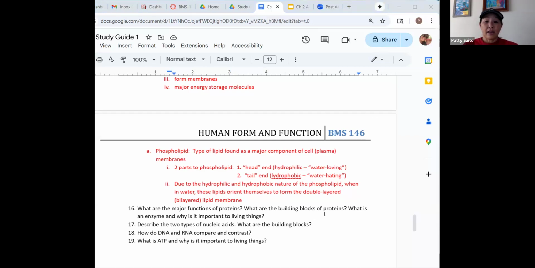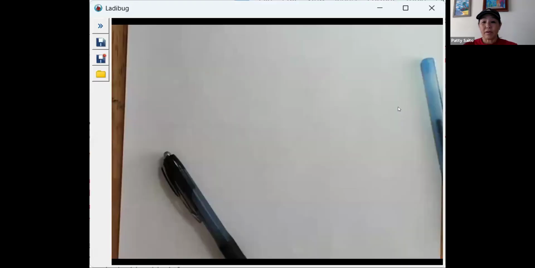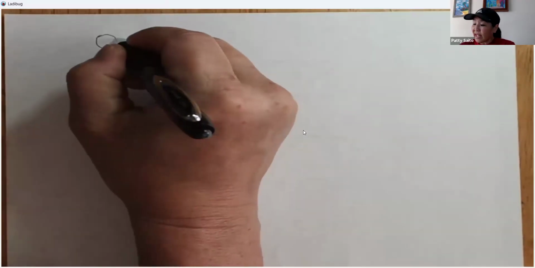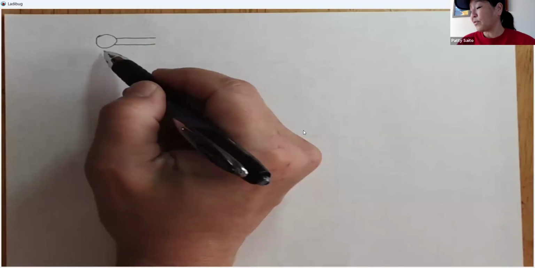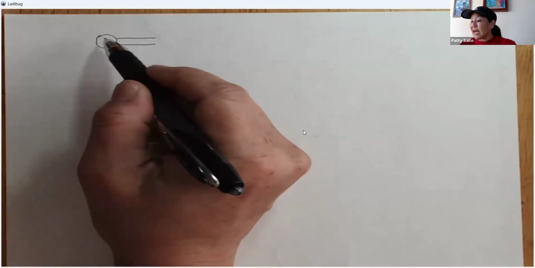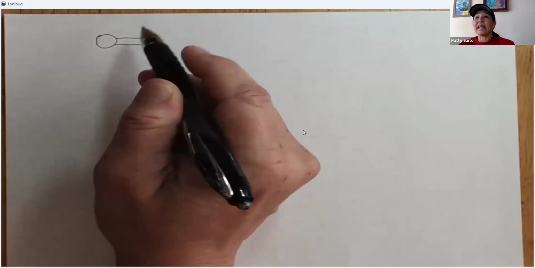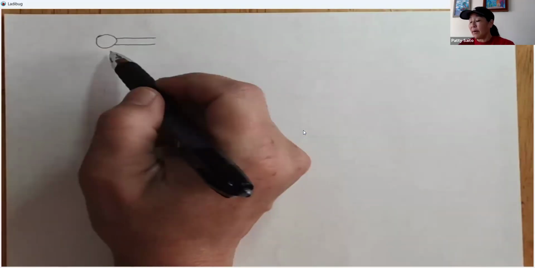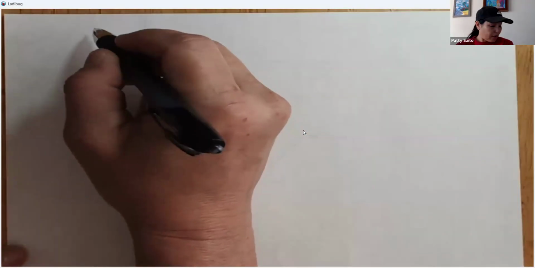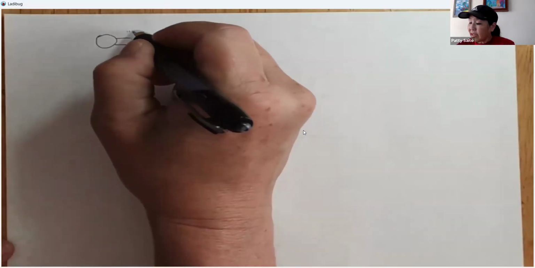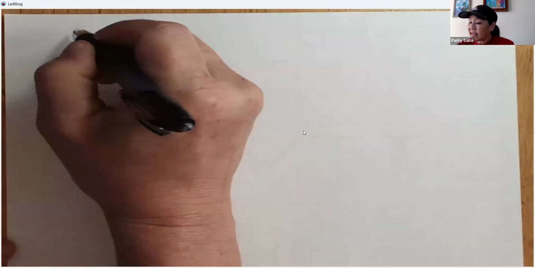I'm going to share my screen now. All right, so let's take a look. I'm going to draw a phospholipid. When we draw a phospholipid, it is often like this. It's a molecule with different components: there are phosphates in it, and carbons and hydrogens, so we draw it just as a little circle. There's a glycerol, a molecule that forms this part here, and then we have these tails. I'm going to call these the tails, and this is the head.